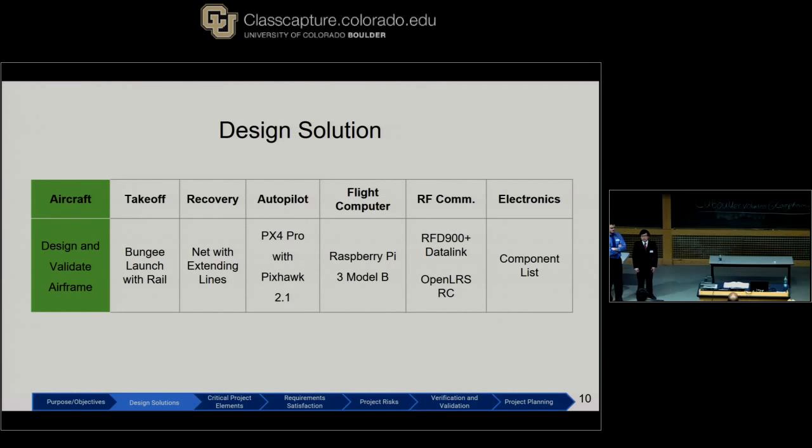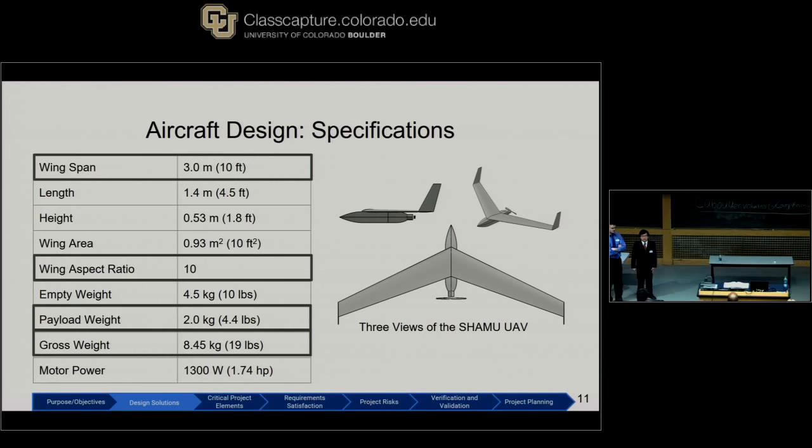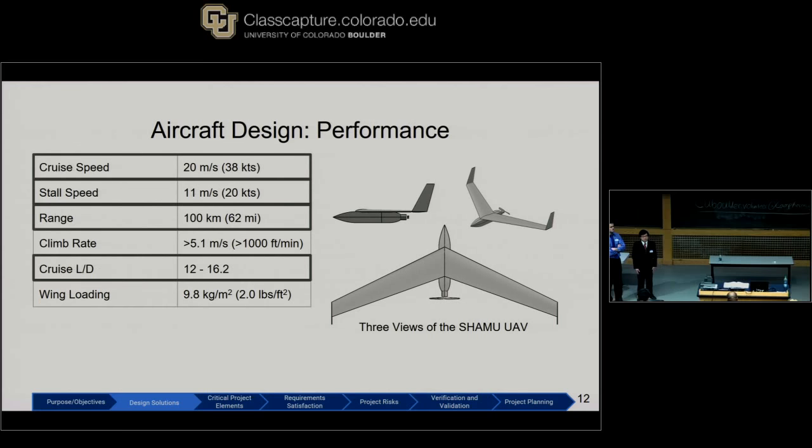Now moving on to our aircraft design solution. On the right are 3 views of SHAMU's UAV. After our design and analysis, we've come up with these parameters. Some of the more notable ones are the 3-meter wingspan, a gross weight of 8.45 kilograms, a cruise speed of 20 meters per second, and a cruise L over D between 12 and 16.2. Please note that this minimum L over D of 12 is what's required to achieve the 100-kilometer ground track range with the chosen battery.